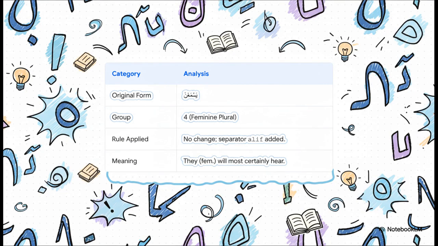That separator, aleph, is the total giveaway. This has to belong to our special group 4, the feminine plurals. The original verb, yasma'na, they hear, is still there, completely untouched. All we did was insert that aleph before the emphatic noon. It just shows how even a complicated-looking word is built on a very simple and logical foundation.